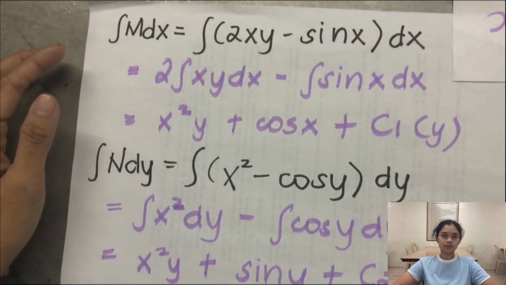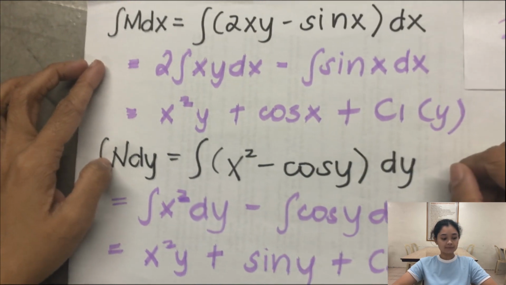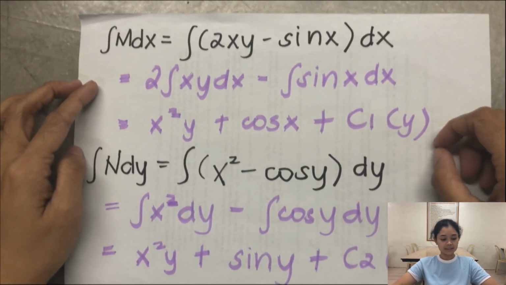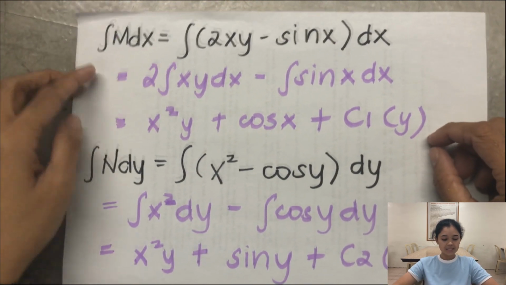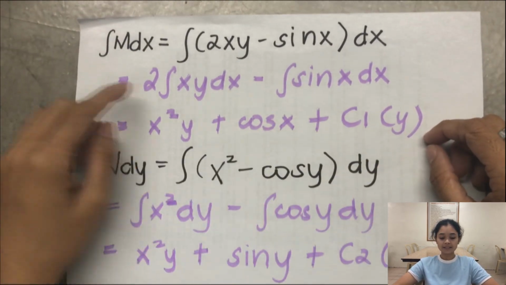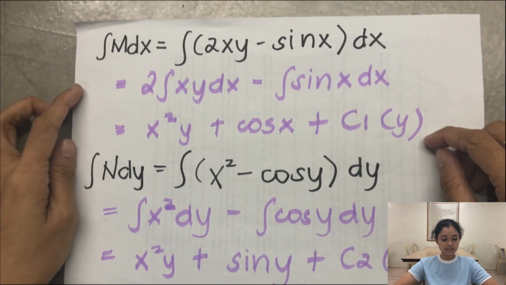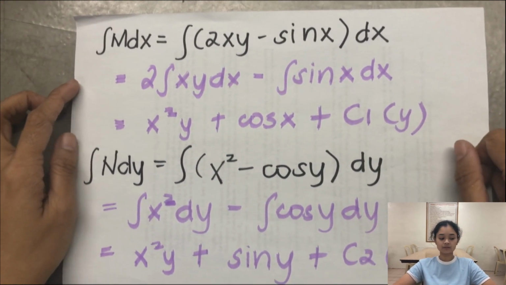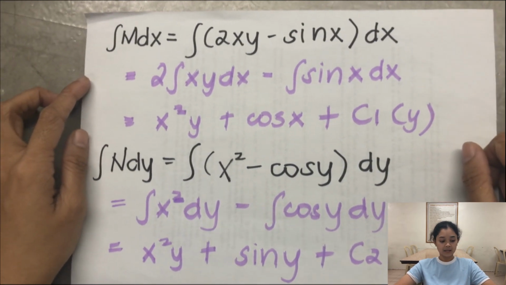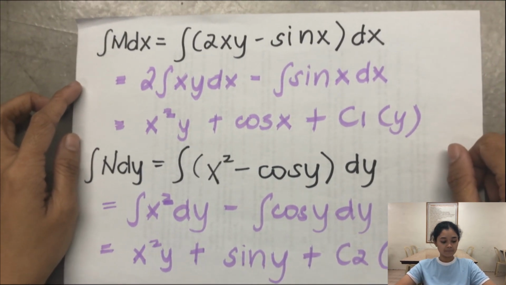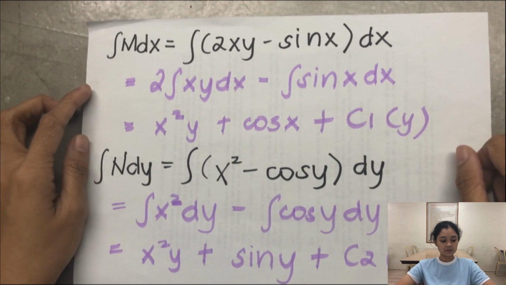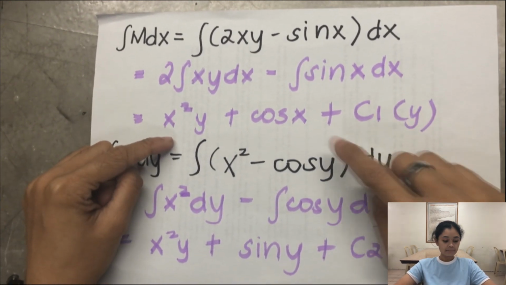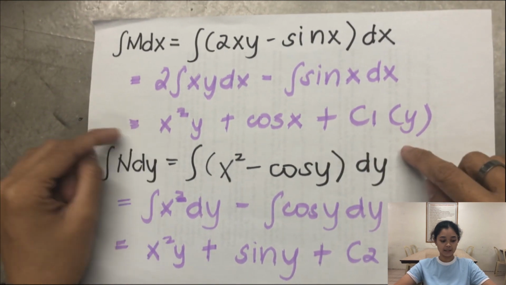We find the function u(x, y) from the system of two equations. The partial derivative of u with respect to x is 2xy − sin x, and the partial derivative of u with respect to y is x² − cos y. By integrating the first equation with respect to x, we have u(x, y) equals the integral of (2xy − sin x) dx, which is x²y + cos x + φ(y).